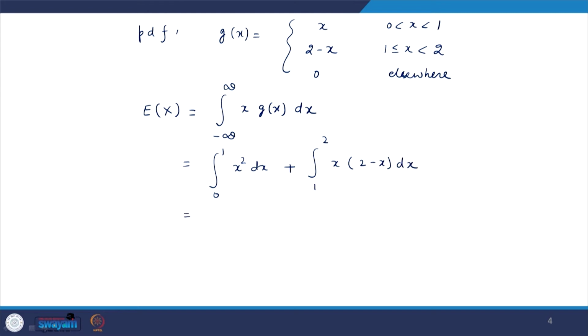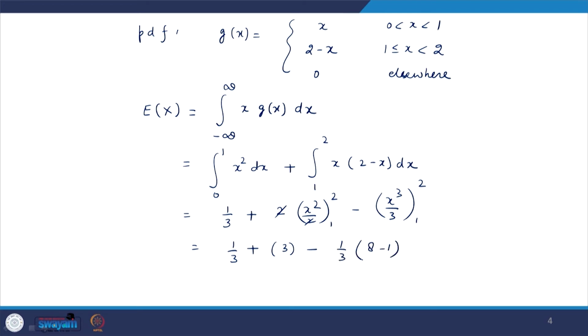So, this will be x cube by 3, which is 1 by 3, plus 2 into x square upon 2 from 1 to 2, minus x cube upon 3 from 1 to 2. So, this is 1 by 3 plus, 2 cancels out, 4 minus 1 is 3, minus 1 by 3 times (8 minus 1). So, the final answer will be 9 plus 1, 10 by 3, minus 7 by 3. So, that will be nothing but 1. In this way we can find the expectation of random variable x for this PDF.